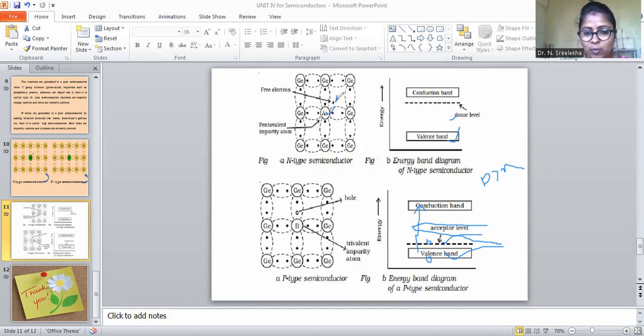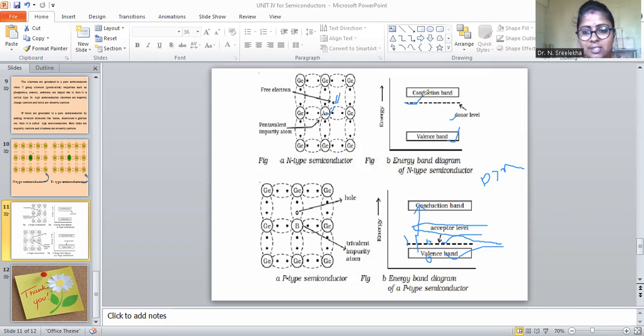If we dope one arsenic, one donor is created. If we dope 2 arsenic atoms, 2 donors are created. Like that, by doping the pentavalent impurity arsenic into the pure form of the 4th group semiconductor, a number of donors are created. The free electron is called a donor, meaning it is ready to donate one electron. These donors exist in the donor energy level, which is nearer to the conduction band. In P-type, the acceptor energy level is nearer to the valency band.